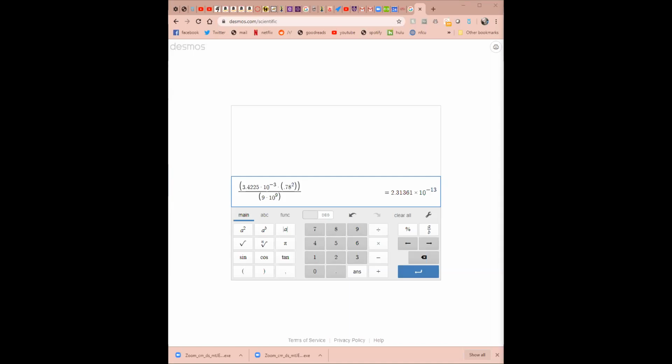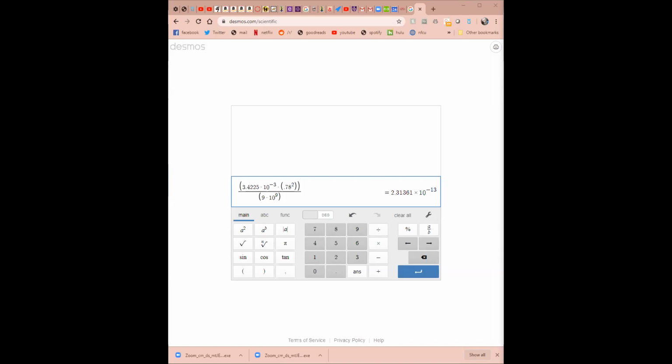So we've got 2.31361 times 10 to the negative 13th. Be a negative. And that's going to be our C value for the quadratic formula, b squared minus 4ac, that's our C for that.